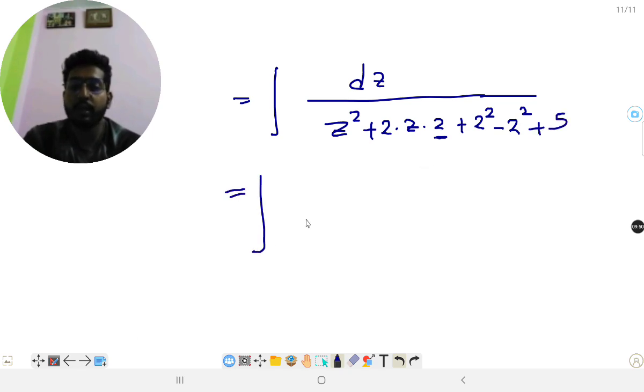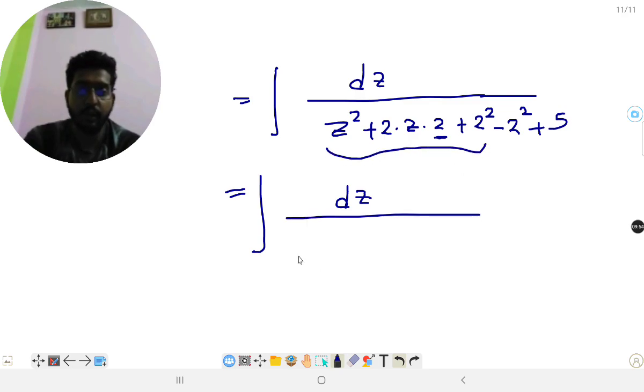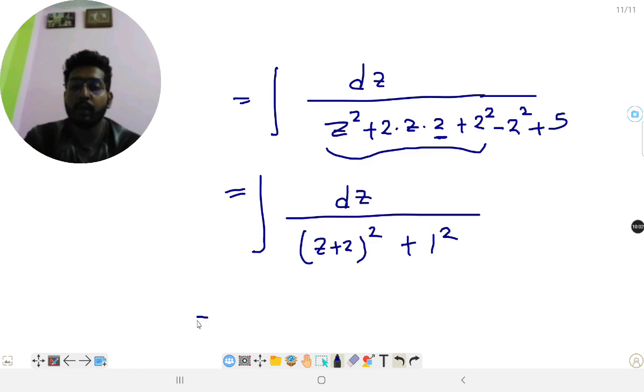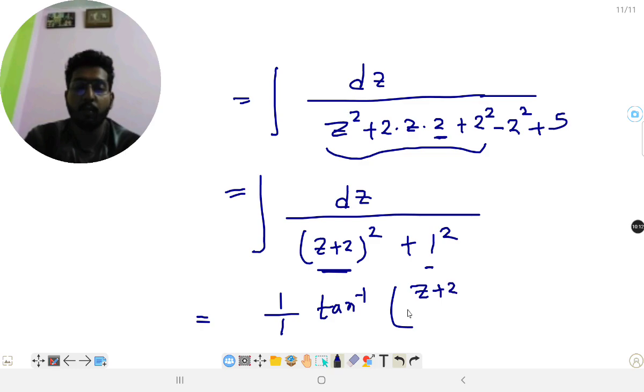So here you can see integration of dz by these three, the formula is here (z + 2) whole square, and 5 minus 4 is here 1, and 1 can be written as 1 square. Now again you can see this is x square and this is a square. The formula for 1 by (x square plus a square) is 1 by a tan inverse x by a plus c, like this.